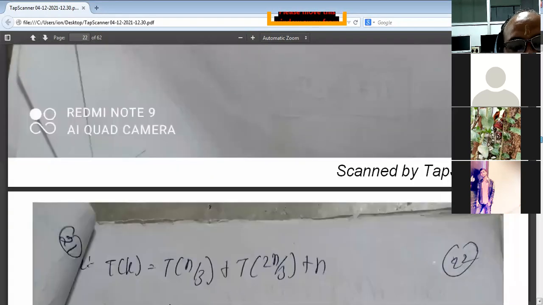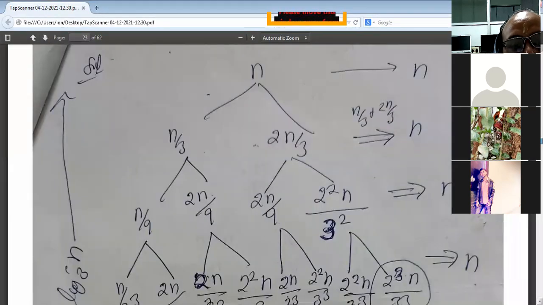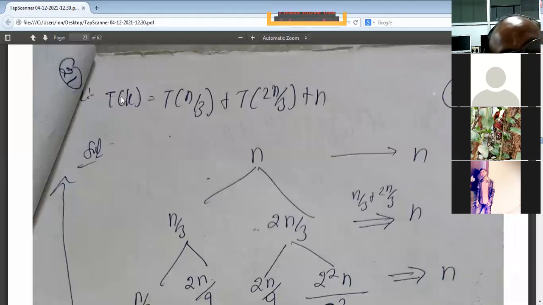Now next question, you can see here. This equation is given to us: T(n) is equal to T(n by 3) plus T(2n by 3) plus n.